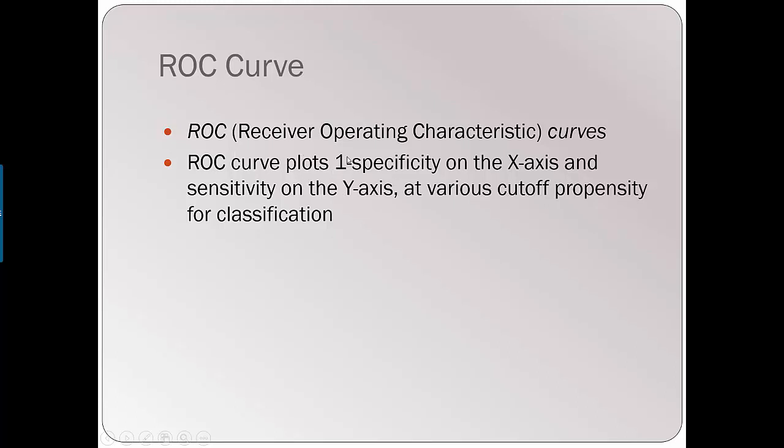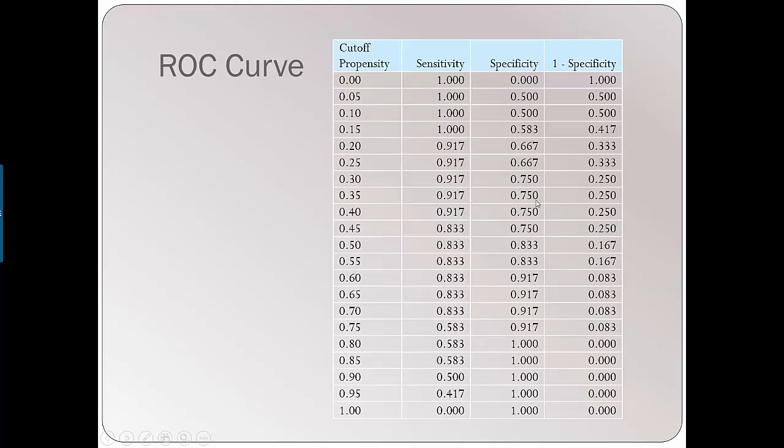On the x-axis, we have 1 minus specificity. On the y-axis, we have sensitivity. And we plot at various cutoff points. So, for example, here we have cutoff points going from 0 to 1. This is for the riding lawnmower example. So we have sensitivity, specificity, and then we have 1 minus specificity.